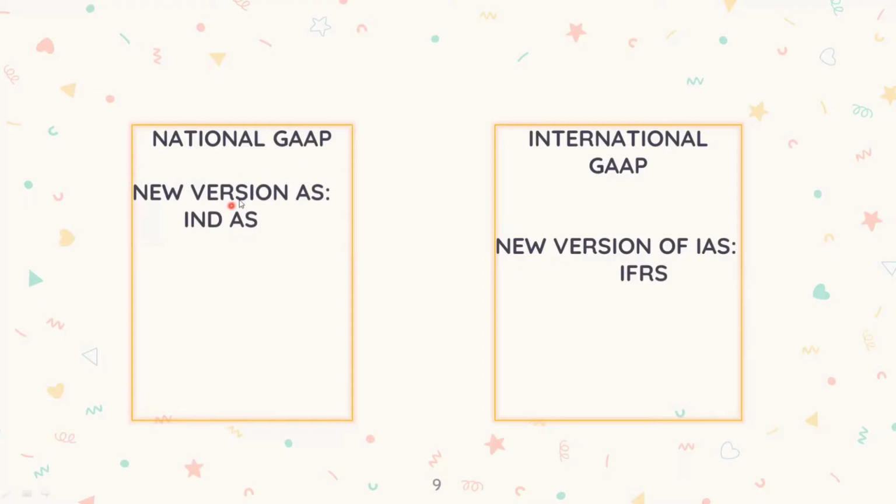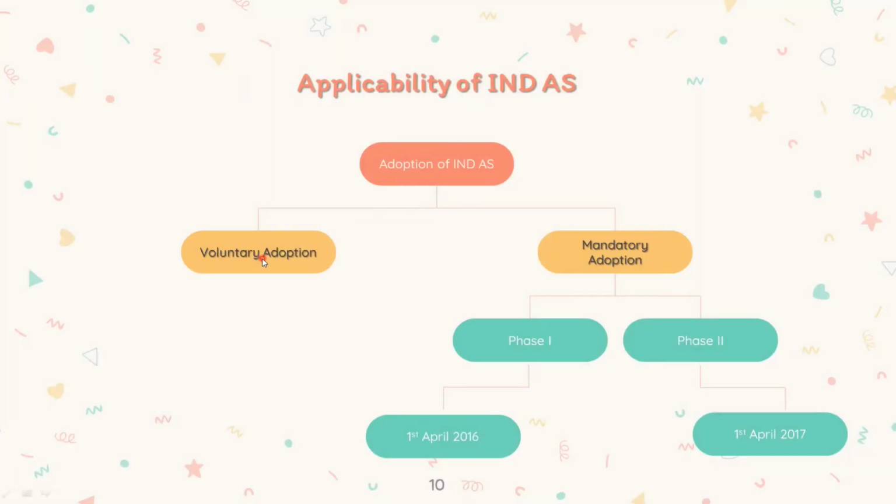This IND AS is a new version of IAS. Similarly, IAS, which was the international accounting standard, was an old version. Now, after adopting, IFRS is a new version of IAS. New version of IAS is IFRS. New version of IAS is IND AS. I hope I'm clear till here. Next, move on to the next one.